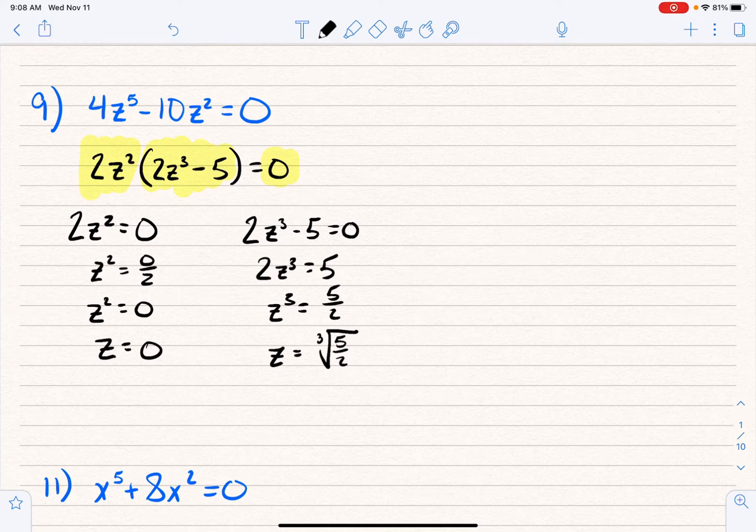Okay, so those are actually my 5 values. There are 2 0 values, and there's 3 cubed root of 5 halves values. But those are my solutions.